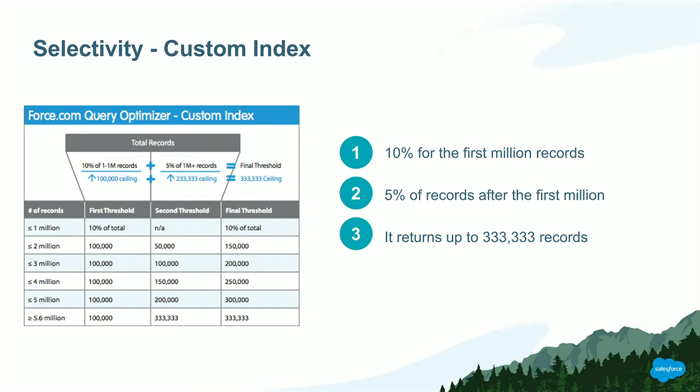But for the custom index, we have the same conditions of the threshold that we have for the standard fields. So here, we can return up to 10%, 5%, and a third of 1 million records.